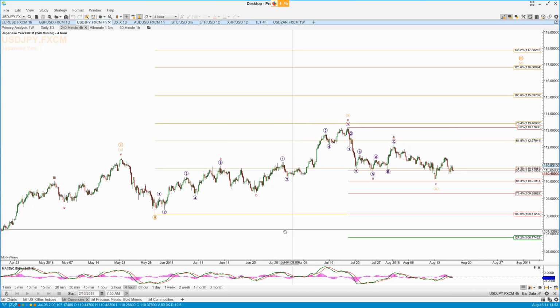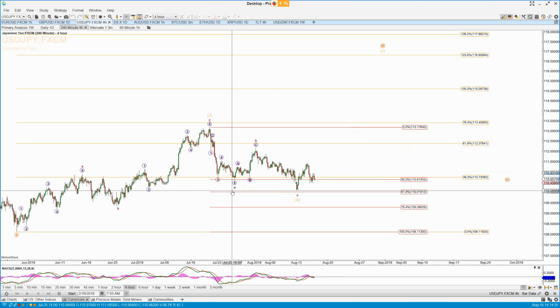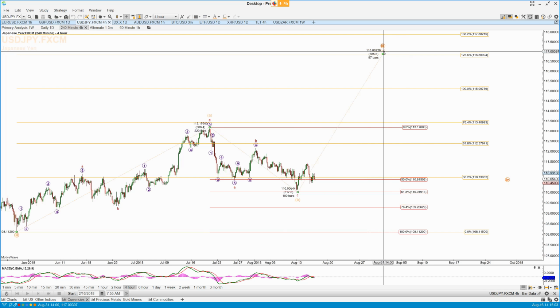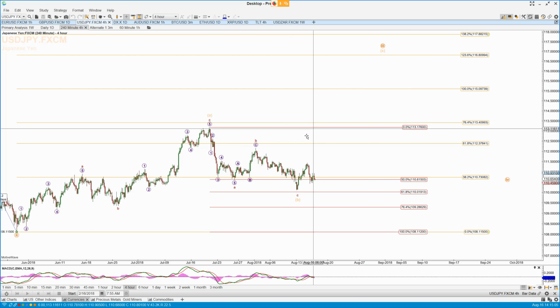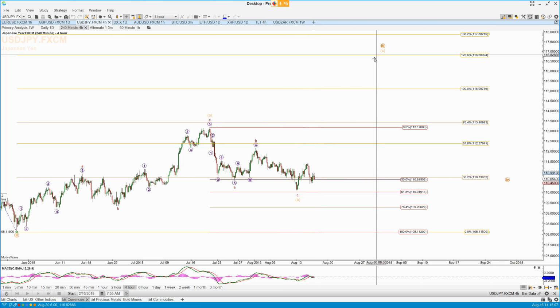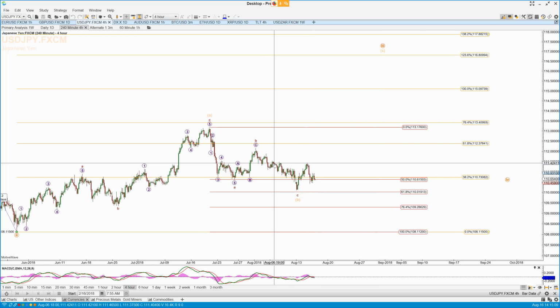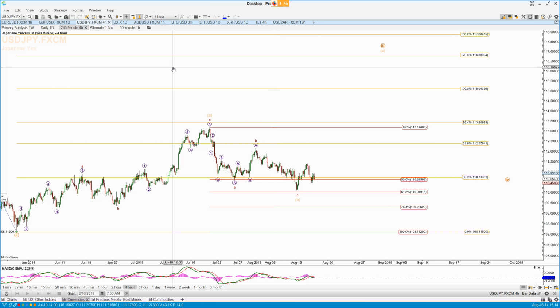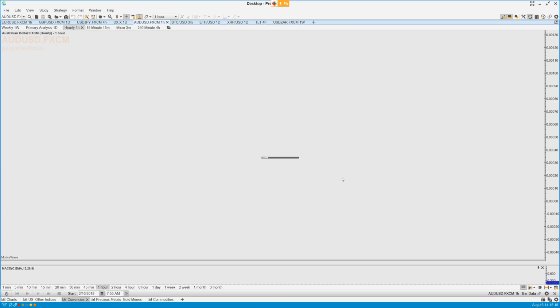US dollar, Japanese yen needs to hold that low that we made at 110.08. Otherwise, we can drop down further, 109.28, before we start this C up. But I am looking for that to hold and push on up. If you want a long entry, as it takes out 111.42, that would be your long entry in US dollar, Japanese yen.